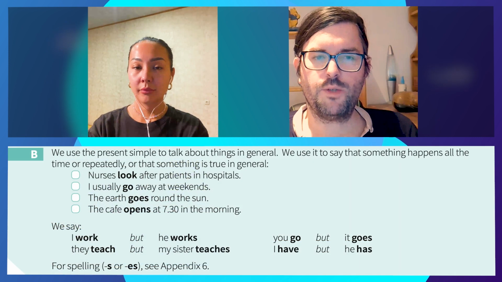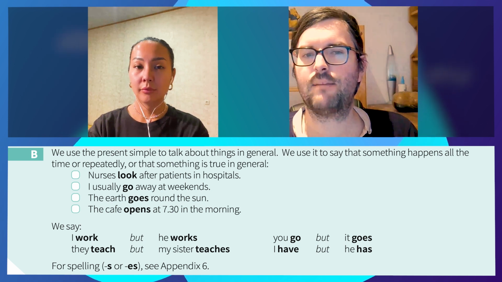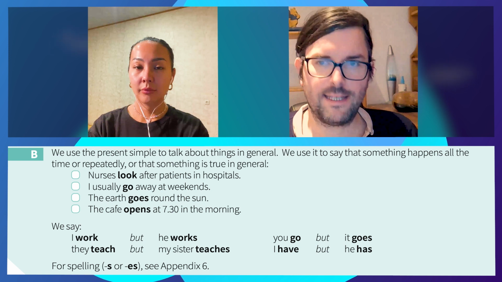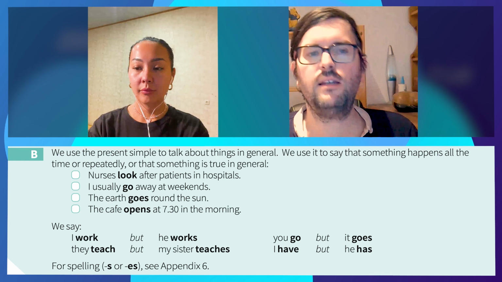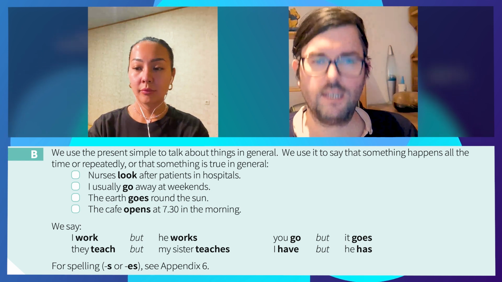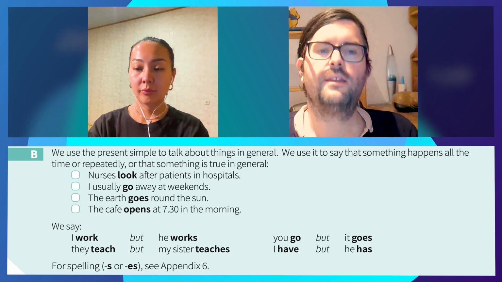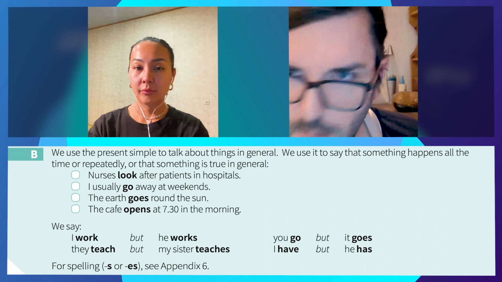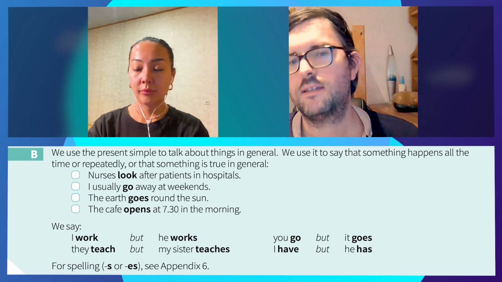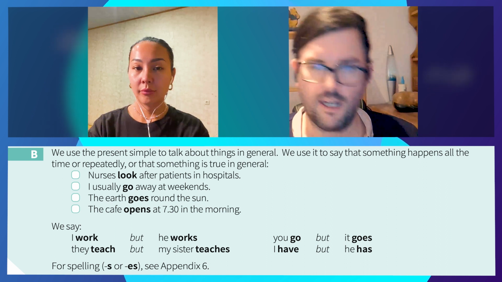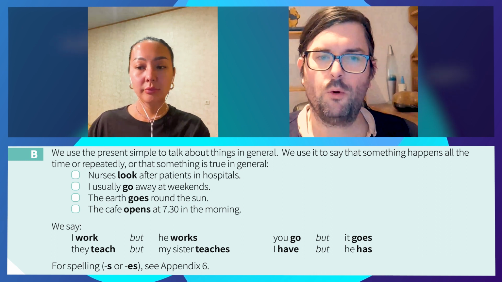So we use this tense to talk about things in general. We use it to say that something happens all the time or repeatedly, or that something is true in general. So the examples here: nurses look after patients in hospitals. I usually go away at weekends. The earth goes round the sun. The cafe opens at 7:30 in the morning. We say I work, but he works. They teach, but my sister teaches. You go, but it goes. I have, but he has. So that's the important thing.